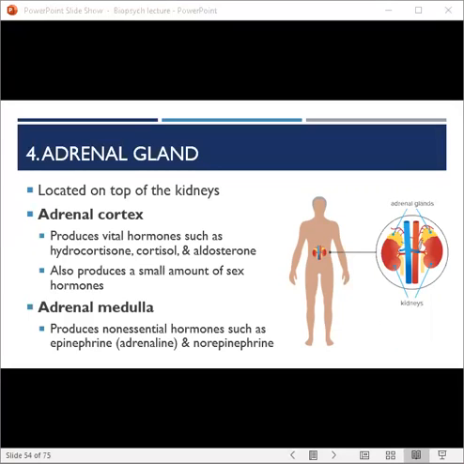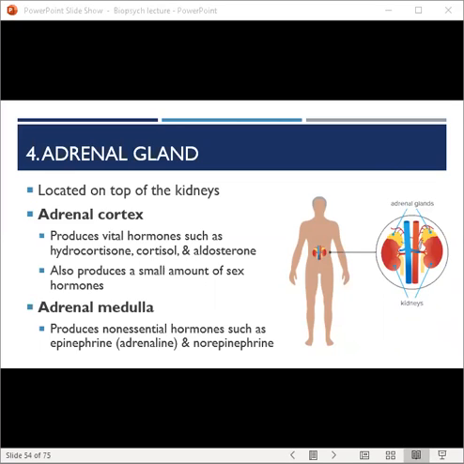The adrenal cortex produces hormones that are vital for life, such as cortisol, which helps regulate metabolism and helps your body respond to stress, and aldosterone, which helps control blood pressure. The adrenal medulla, so the inner part of the gland, produces non-essential hormones, which means you don't need them to live, such as adrenaline. The adrenal cortex and the adrenal medulla have different functions.